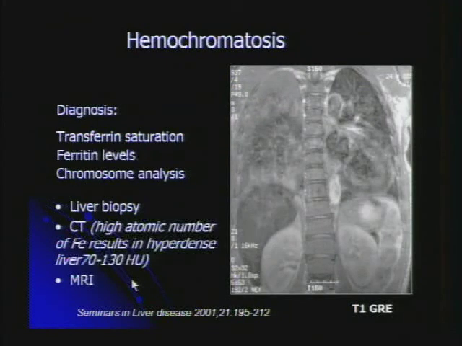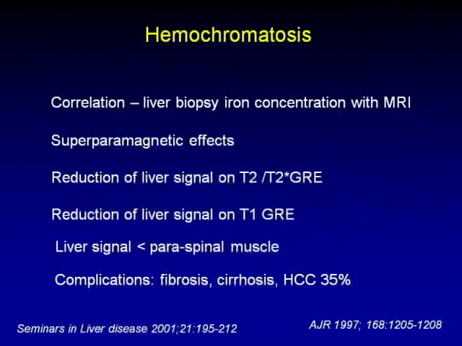Now on CT, what will hemochromatosis do? Iron deposition causes increased attenuation of the liver, usually between 70 and 130 Hounsfield units. Studies have shown that imaging correlates pretty well with biopsy findings. People have looked at the liver signal relative to paraspinal muscle and shown that it's very representative of liver biopsy. Obviously, untreated, you're going to get cirrhosis, and there's an increased risk of hepatoma.